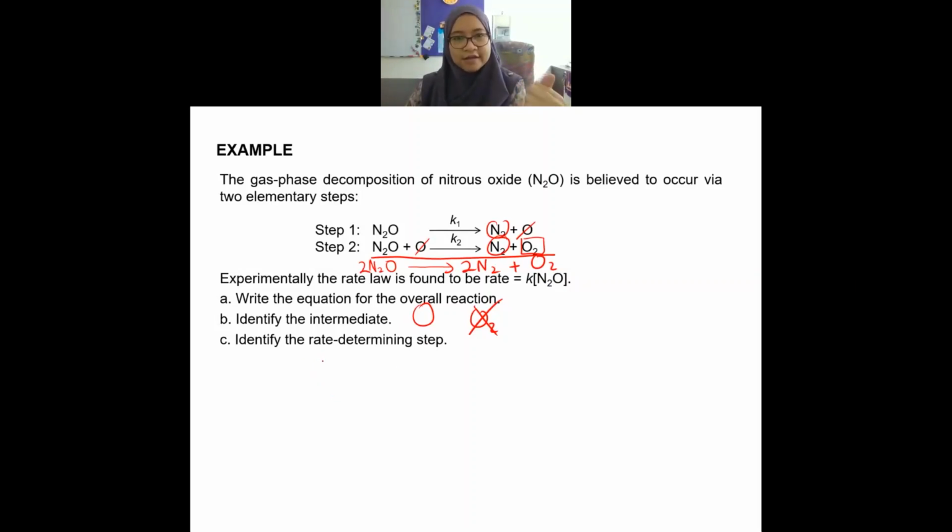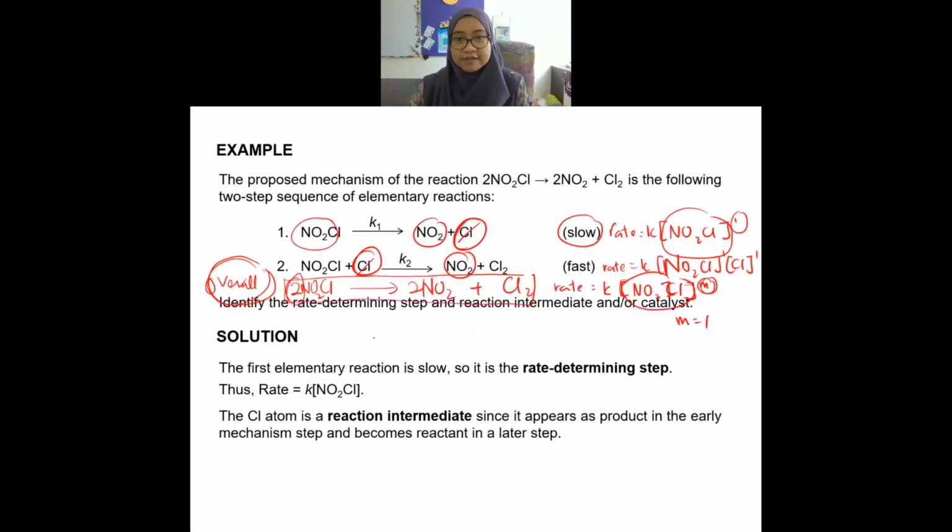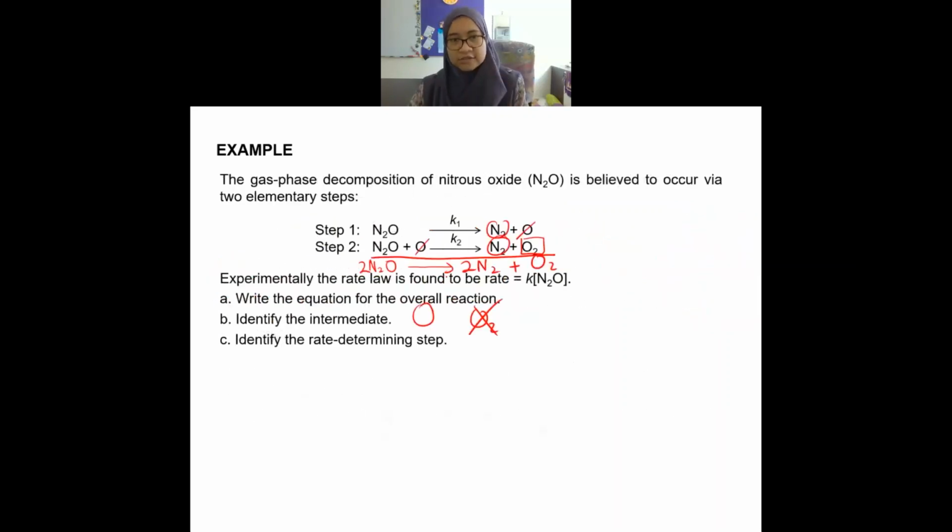Okay, guys. You have to identify the rate determining step. So, the difference between this question and the previous one is that in the previous one, it had already stated which one is the slowest and which one is the fastest. It's just that for this question, that information is not stated on either of the elementary reactions. But how do we determine which one is the slowest? We can use this one.